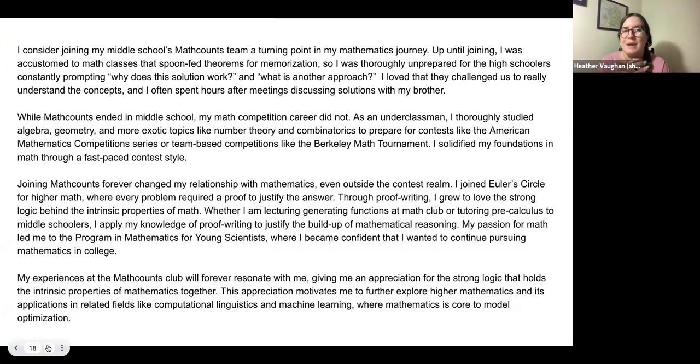I consider joining my middle school's MATHCOUNTS team a turning point in my mathematics journey. Up until joining, I was accustomed to math classes that spoon-fed theorems for memorization. So I was thoroughly unprepared for the high schoolers constantly prompting, why does this solution work? And what is another approach? I loved that they challenged us to really understand the concepts, and I often spent hours after meetings discussing solutions with my brother. While MATHCOUNTS ended in middle school, my math competition career did not.